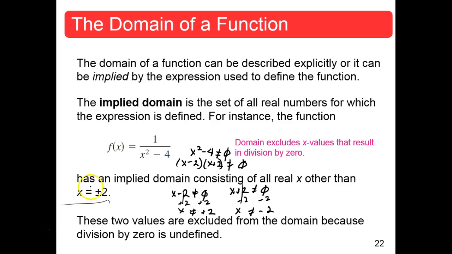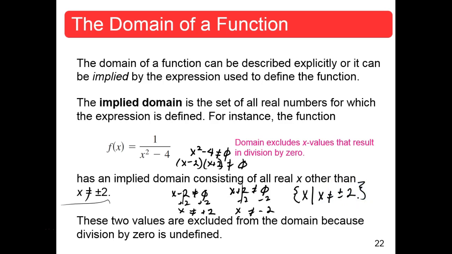I like to say it just like this. Can't equal. That way, that's all I need. I don't need other than or not this or something. X cannot equal that. Okay? Here's two ways you can write that domain. There may be more, but here's two. One is what I call set notation. The set of all x's such that x is not equal to plus or minus 2.